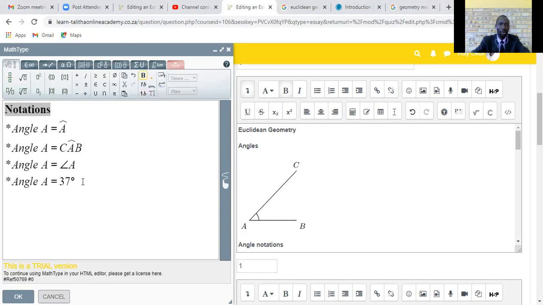Now the next thing we want to look at is, when we are done with the notation, how do we determine these angles?